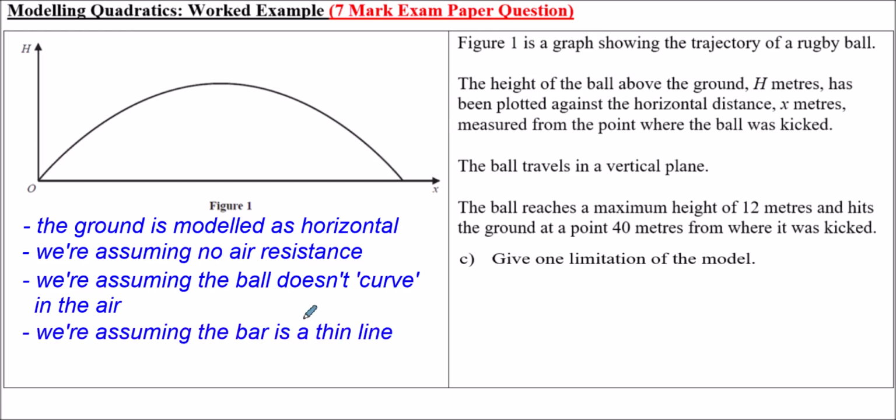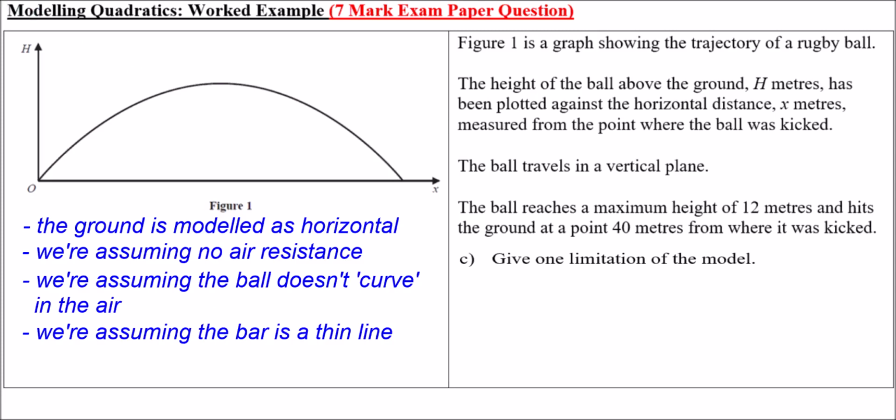Another thing we could say, we're assuming the bar is a very thin line. So we're saying that it travels over a bar where the goal is. So using this model, if it were say a millimetre over, we'd say it crosses the bar. But actually this bar isn't going to be a millimetre thick. It's going to have a significant thickness. So that is something which is a slight simplicity of the model. The actual real life situation would be more complex than how we're modelling it.